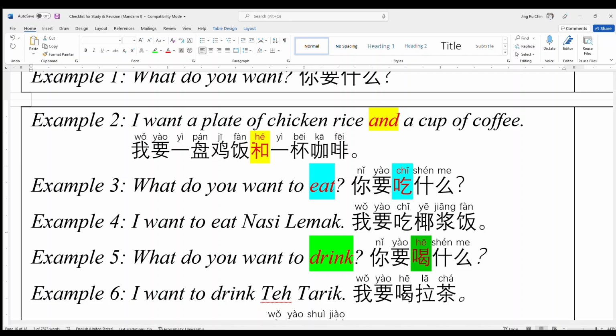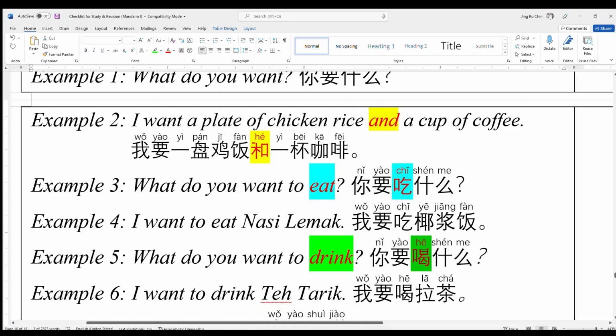So you also need to be very careful. Do not confuse these two words and do not mispronounce. Jangan sebut salah ya. Dua perkataan ini. This is something that some of my Mandarin students before, they make mistakes. They miss out these two words. Suka-suka je dia orang sebut yang tak betul. So I don't want this to happen to you guys as well. So I want to remind you guys, he is drink, he is and.